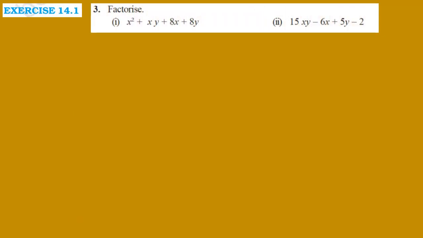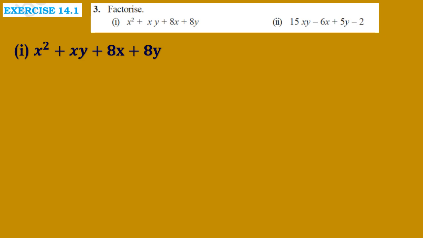Again factorize. x square plus xy plus 8x plus 8y. 4 terms are there. But when we see, nothing common. x is there but only in 3 terms. y is there only in 2 terms. 8 is there only in 2 terms. So there is nothing common in all the 4 terms. So what can be done?